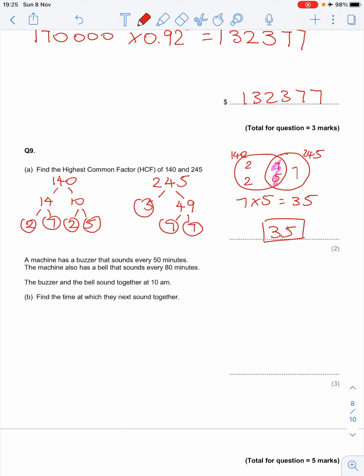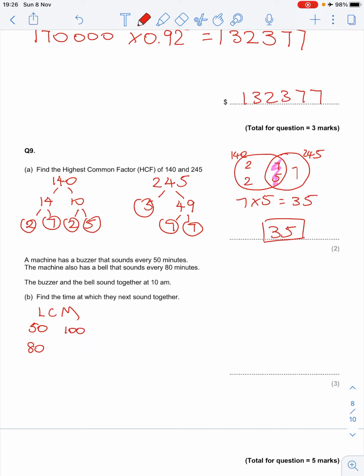A machine has a buzzer that sounds every 15 minutes. The machine also has a bell that sounds every 80 minutes. The buzzer and bell sound together at 10 a.m. Find the time at which they next sound together. So this is a question to find the lowest common multiple. So there are two ways. The first way, you can list, you can start with 15 and 80.